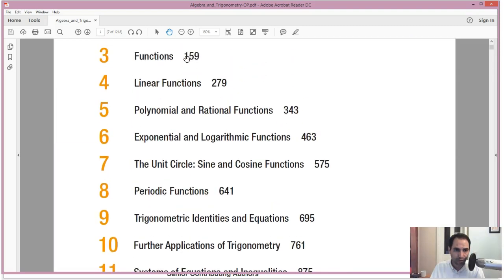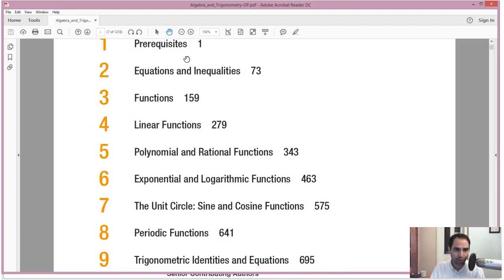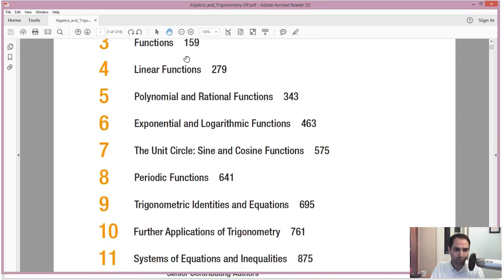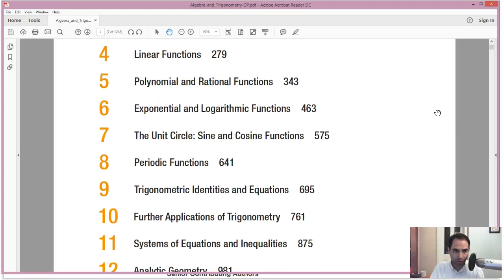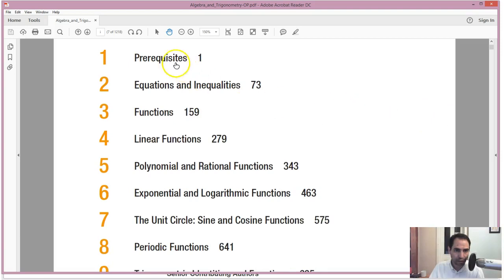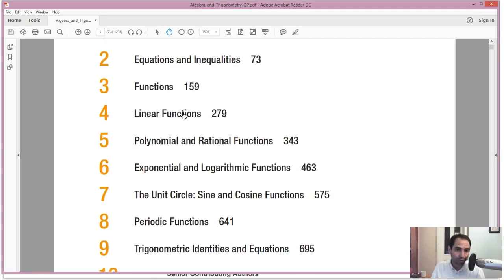So you have chapter 1, it's about functions, equations, exponential functions, and so on and so forth. And basically each of these chapters has been produced as one single separate course, and I will show you in a minute where you can find those courses as well.